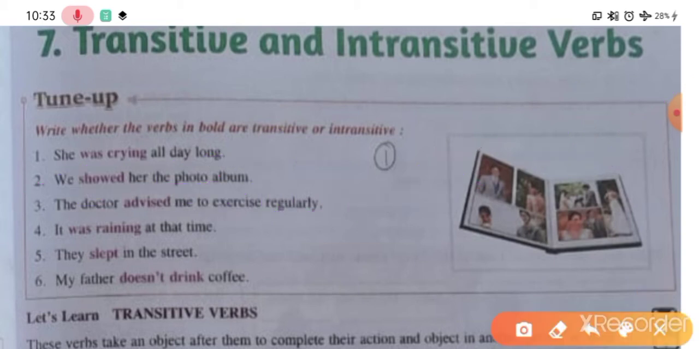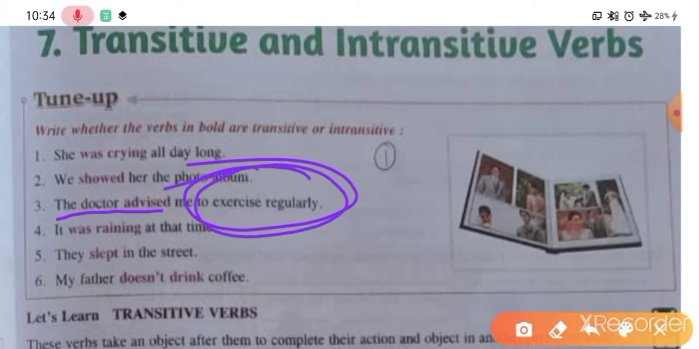See the next one. The doctor advised me to exercise regularly. What did the doctor advise? To exercise regularly. So this is the direct object and a transitive verb. It was raining at that time. Raining at that time is an adverbial phrase. There is no direct object in this sentence, so raining is an intransitive verb.